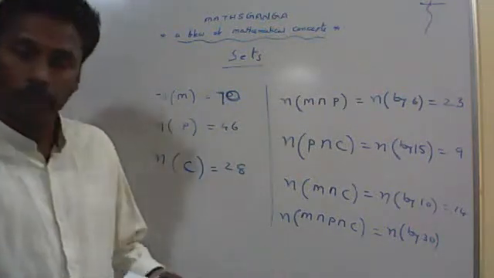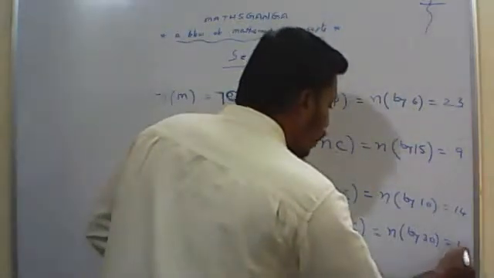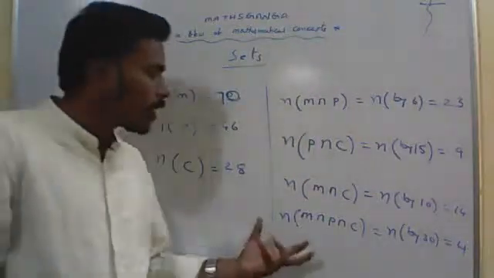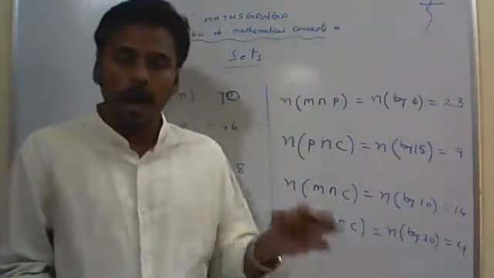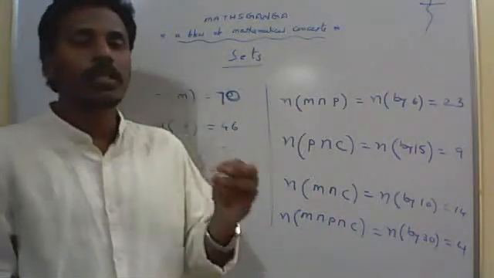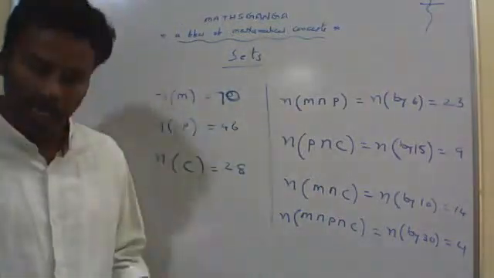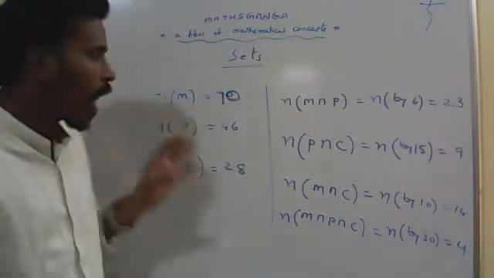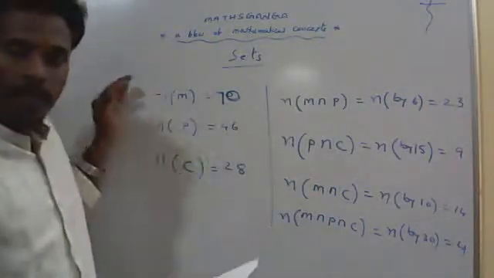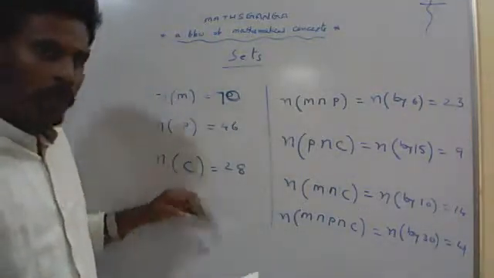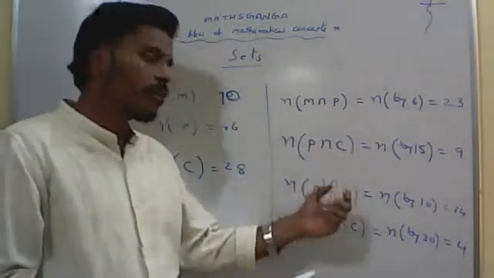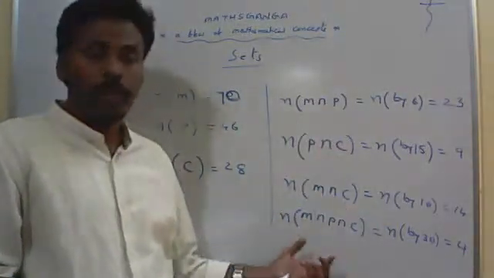So there are only 4 multiples of 30 below 140. So the number of students who took all the 3 subjects is nothing but 4. So as per the problem, by using the simple divisibility checks of 2, 3 and 5, I have the number of students who took maths, physics, chemistry, as well as maths and physics, physics and chemistry, maths and chemistry, and all the 3 subjects.